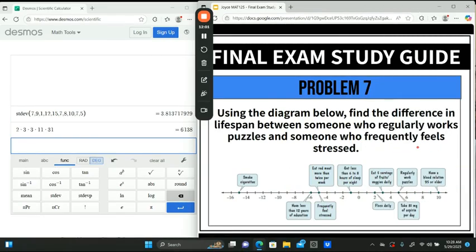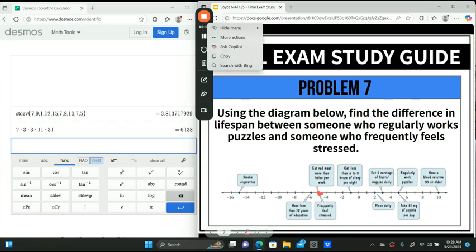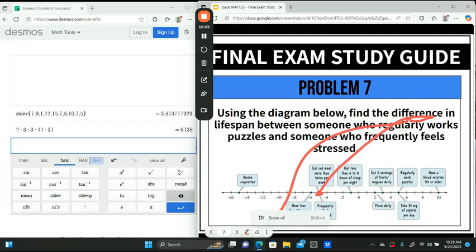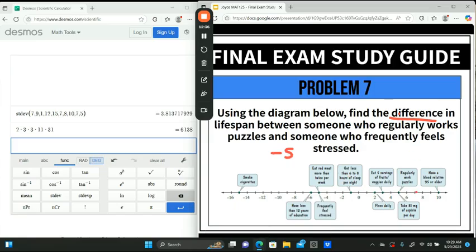Using the diagram below, find the difference in lifespan between someone who regularly works on puzzles and someone who frequently feels stressed. So if we look here at the diagram, someone who frequently feels stressed is going to be at -5. And in this problem, they're asking us for the difference. Difference means subtraction. So I've got -5. And then someone who regularly works on puzzles is going to be found at 5.